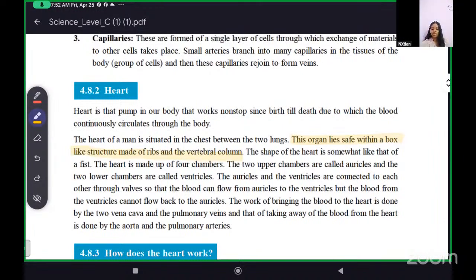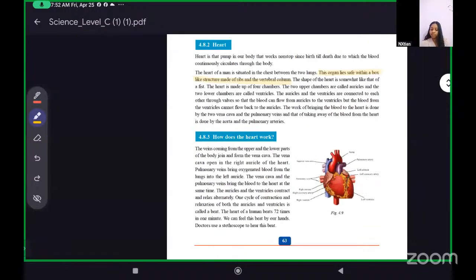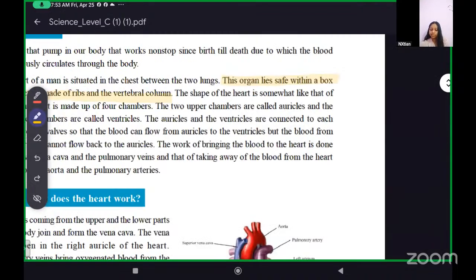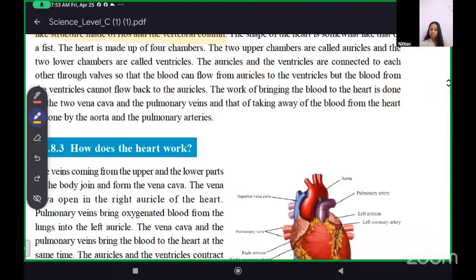The shape of the heart is somewhat like that of a fist. It is made up of four chambers. Four chambers are there in a heart. The two upper chambers are called auricles and two lower chambers are called ventricles.